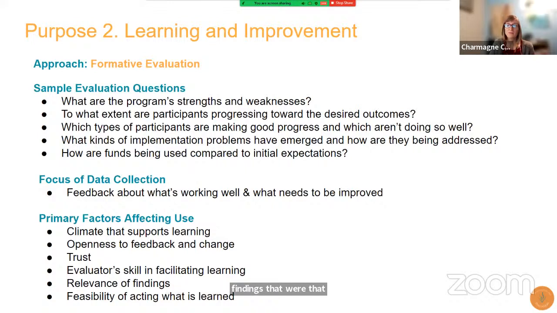produced. So formative evaluation, again, is really about learning and improvement, and is often in the early days of a program or an initiative to help them reach that model.